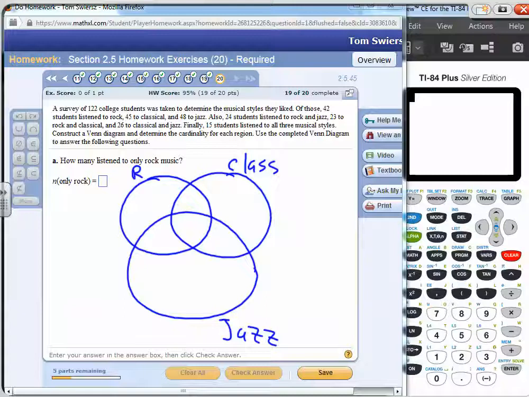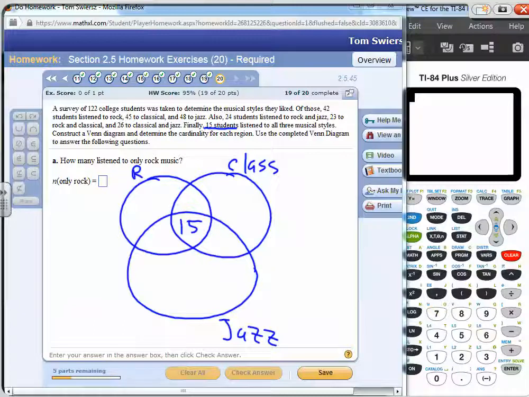Now, the key is you must work with the innermost region first. 15 listen to all three. So 15 must go in our region, what we usually normally call region 5, right? 15 listen to all three. It's got to be in rock, classical, and jazz. The only region in all three sets is right there, and it's 15.